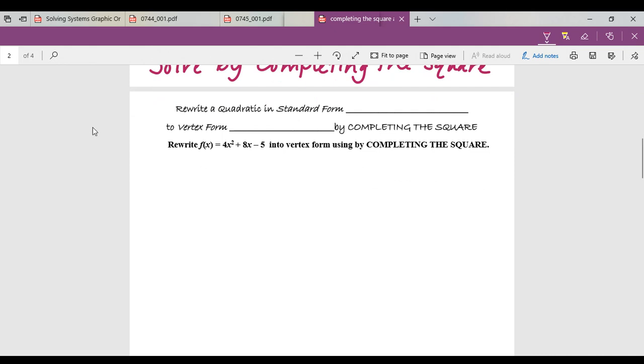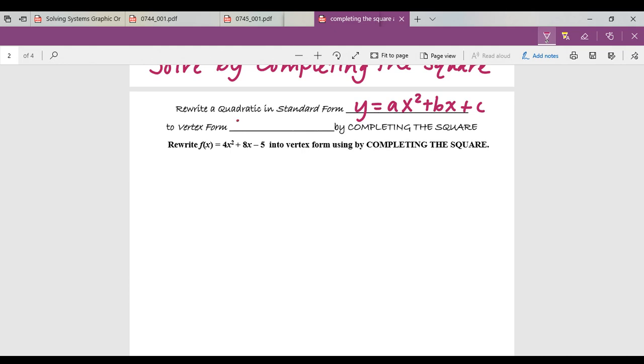Okay. So rewrite a quadratic in standard form, which looks like this. Y equals ax squared plus bx plus c. That is called standard form. We like it for quadratic equations, right? But not so much for graphing. And then we can kind of use this strategy to solve if we are so inclined to do that.